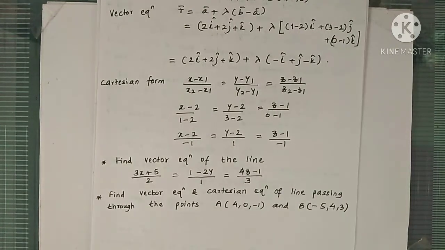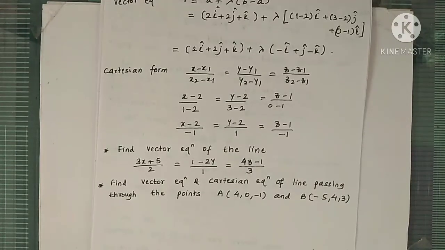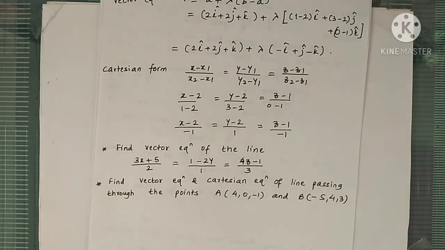So this is your today's assignment. Find the vector equation of the line (3x plus 5) upon 2 equal to (1 minus 2y) upon 1 equal to (4z minus 1) upon 3. So first find out the point on the line and the direction ratios of the line. For that you need to write the equation in the form x minus x1 upon a equal to y minus y1 upon b equal to z minus z1 upon c, and then use the form r bar equal to a bar plus lambda b bar.